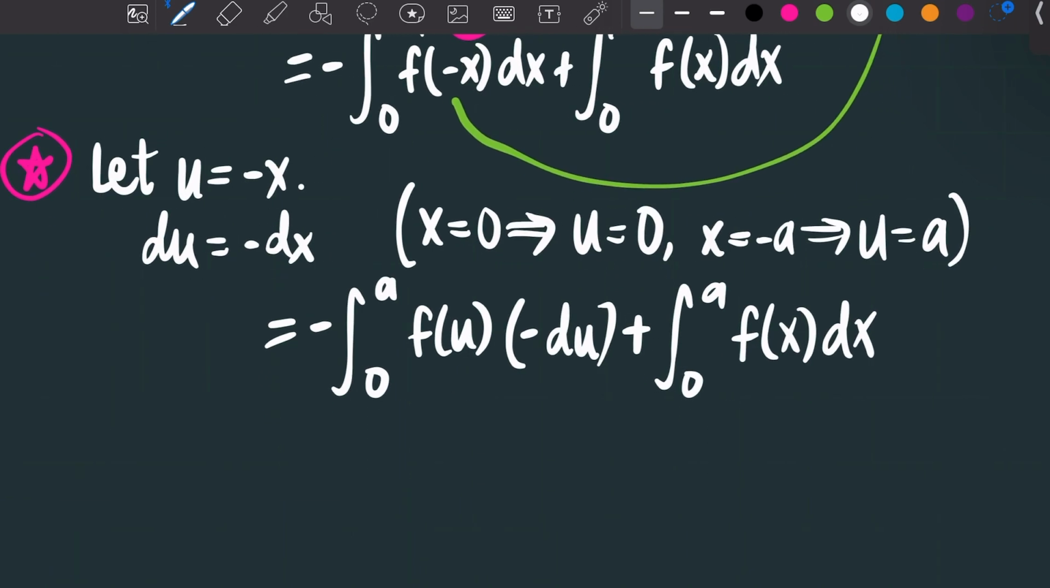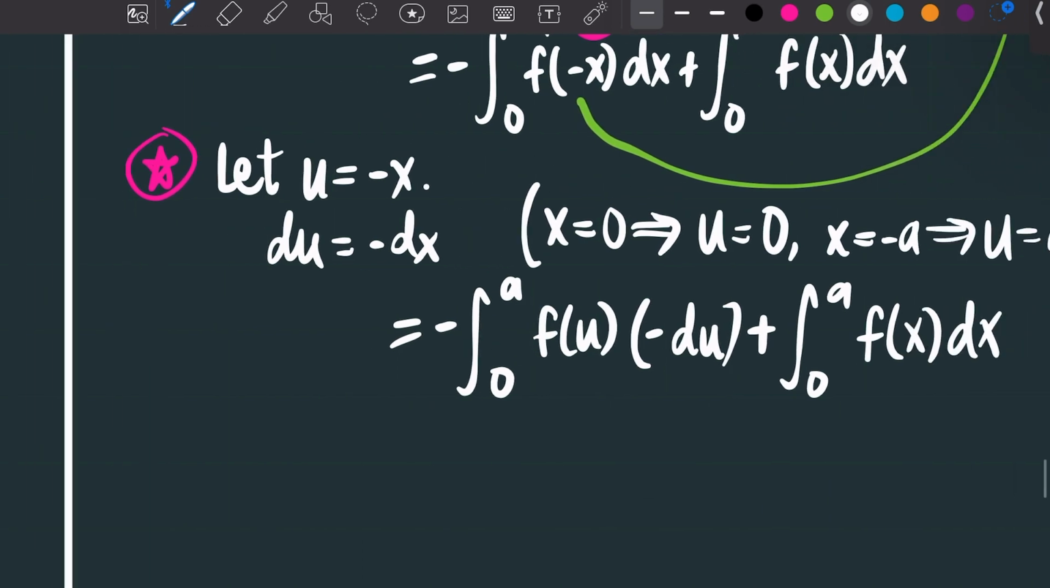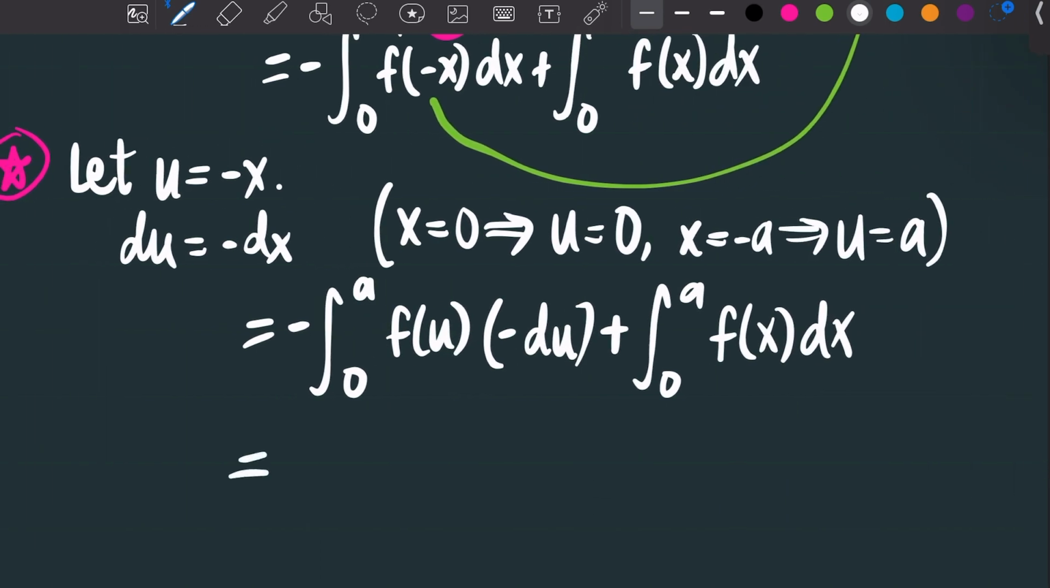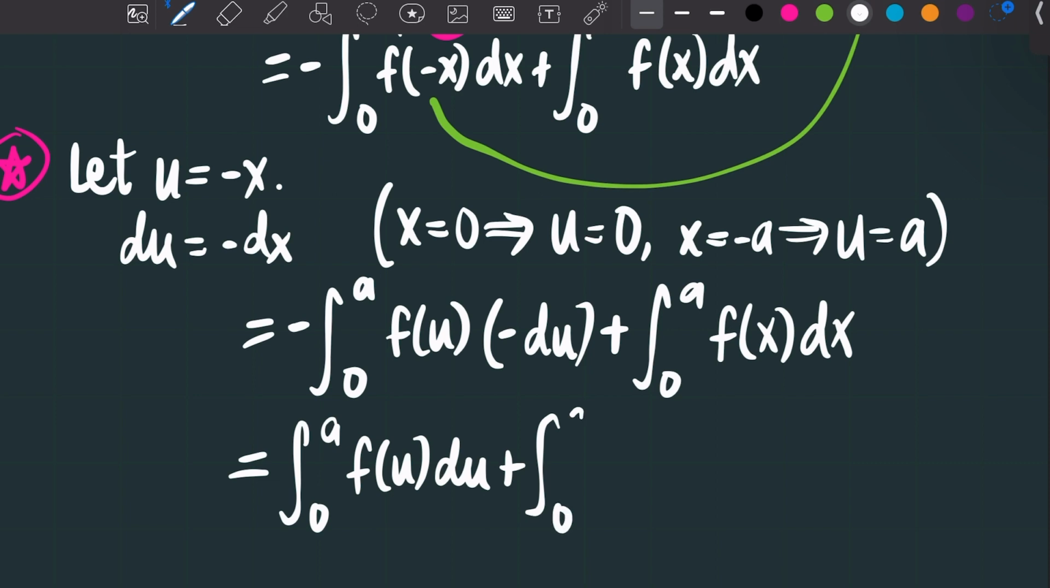Then this one would be equal to, so may negative ka dito na pwede mong ilabas. So negative times negative is positive. So that's integral from 0 to a of f of u du plus integral from 0 to a of f of x dx.